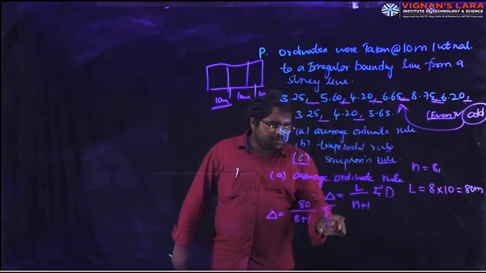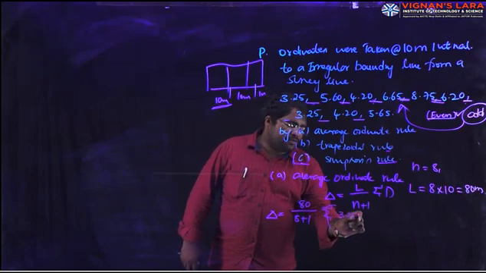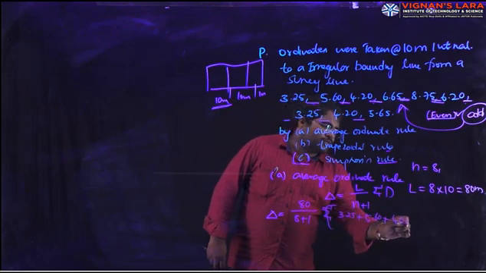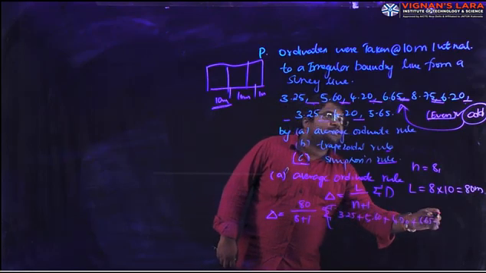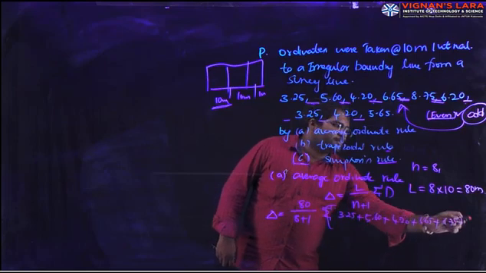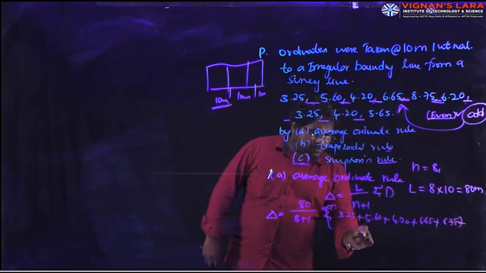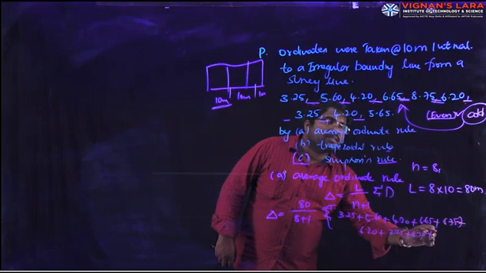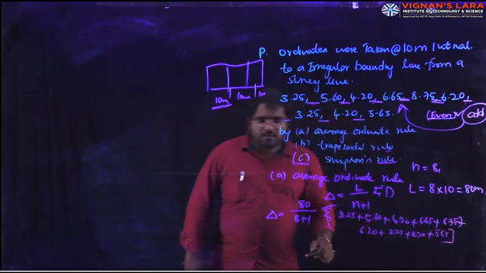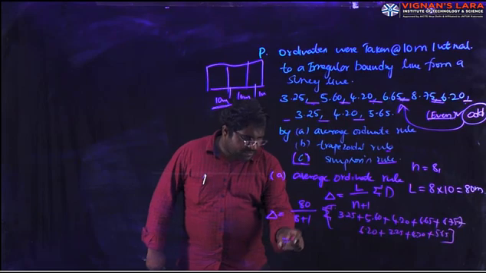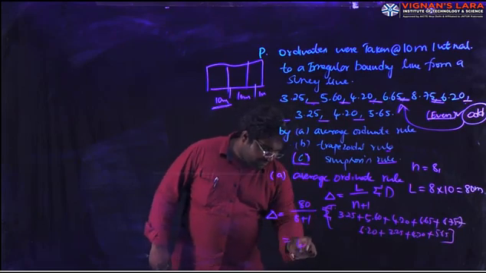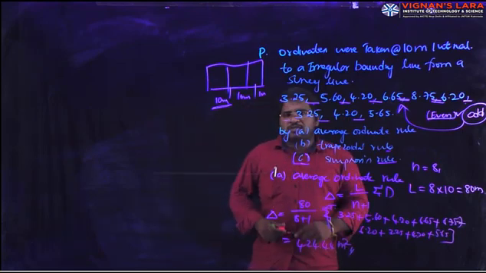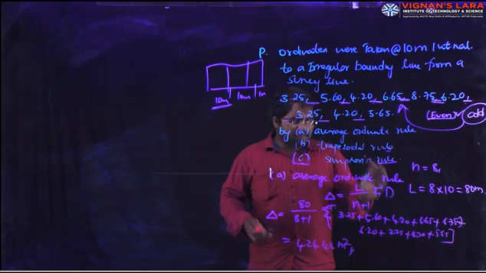The sum of all values is 3.25 plus 5.60 plus 4.20 plus 6.65 plus 8.75 plus 6.20 plus 3.25 plus 4.20 plus 5.65. By summing all the values, we get an area of 424.44 square meters.